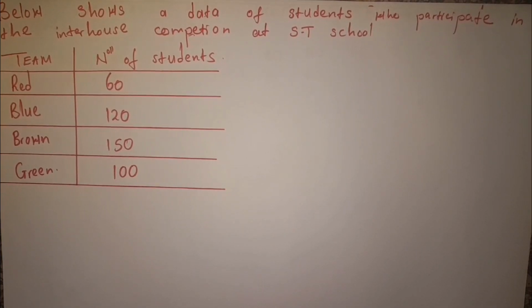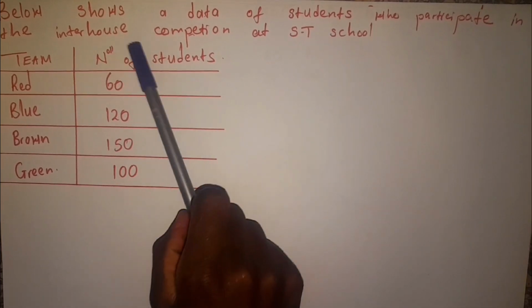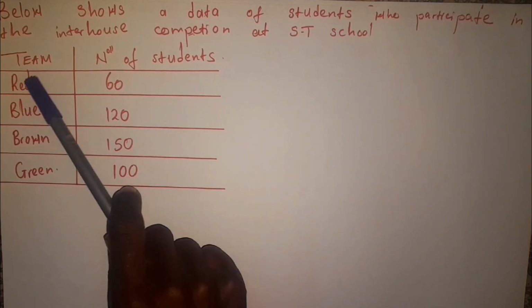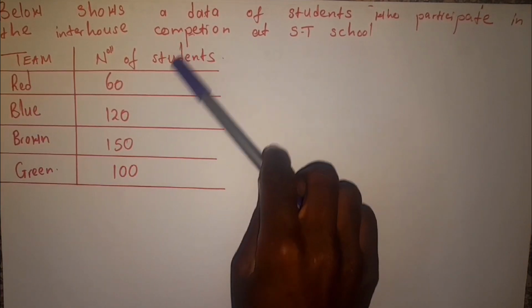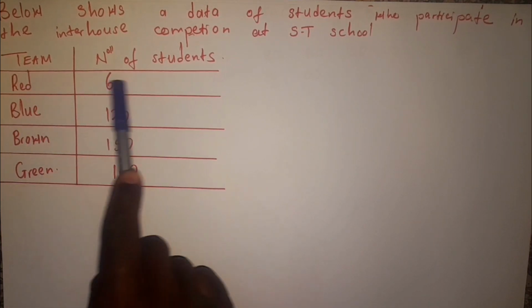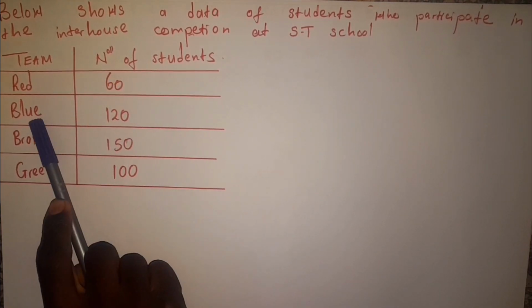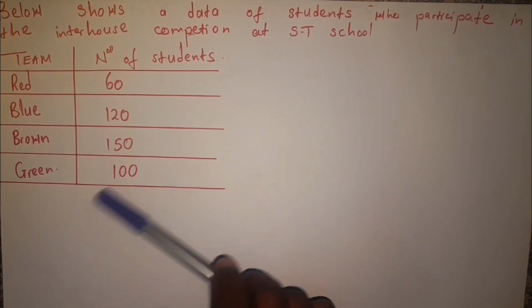In this video, we're going to talk about how to represent the given data on a simple bar chart or a bar graph. So here we are given a statement which says, below shows data of students who participate in the in-house competition at St. Peter's School. Here we are given the team names and the number of students who participated. The red team had 60 students, the blue had 120, brown had 150, and the green had 100.